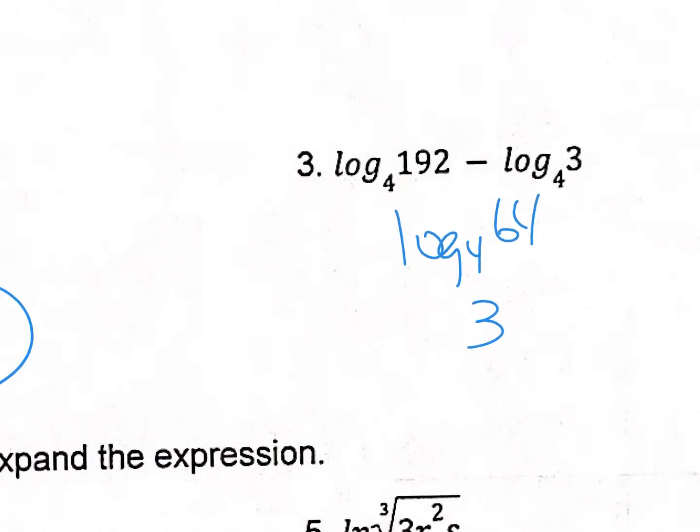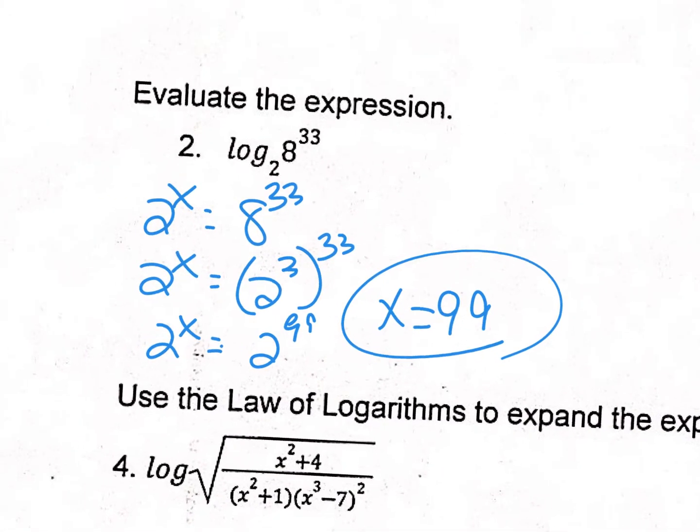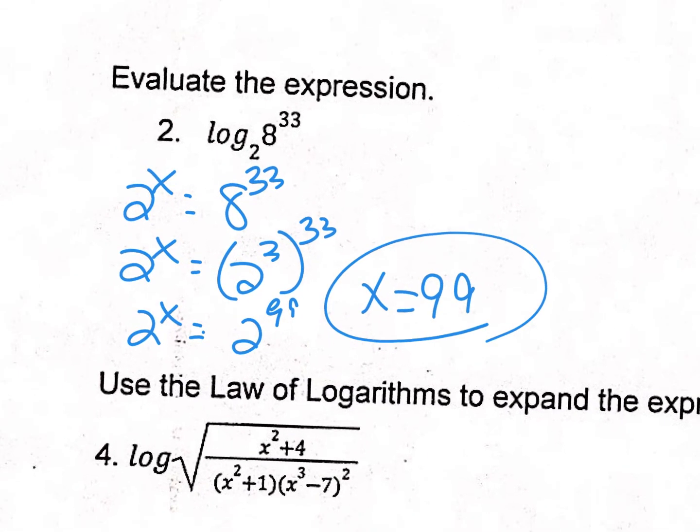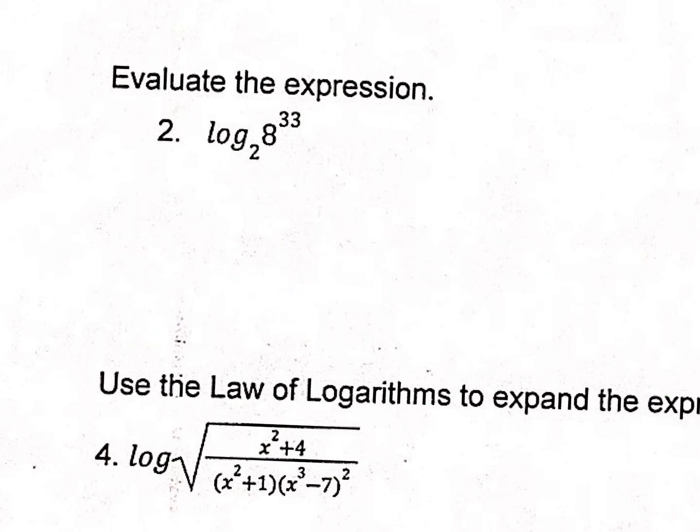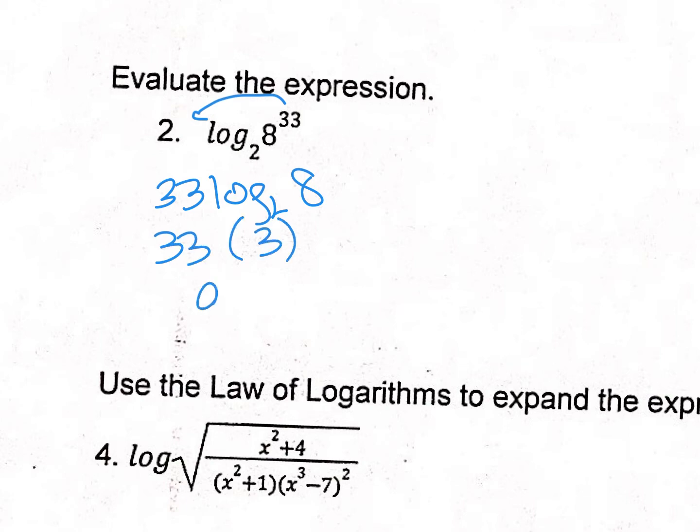I want to look back at the previous one. There might be a better way to do it. Actually, there is. I'm going to erase it. That was not the best way. Here's the best way. Use the laws that we learned. Take the 33, put it in the front. So I got 33 log base 2 of 8. Now look at the log only. 2 to what power is 8? That's 3. 33 times 3 is 99. That's definitely a better way to go.